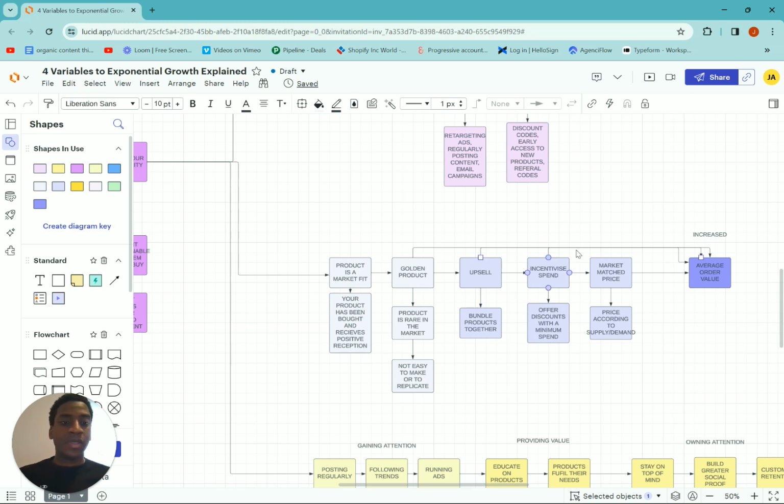Okay, now another way of doing this is to incentivize spend. So this means offer discounts with a minimum spend. So let's say you're running a sale on your website, but you want your customers to spend at least $40 prior to that code taking effect. This way you can actually have people spend more than you usually would, because they know that they can get a discount by spending more. So it's a psychological tool that can get someone to spend more, and there's an incentive behind it.